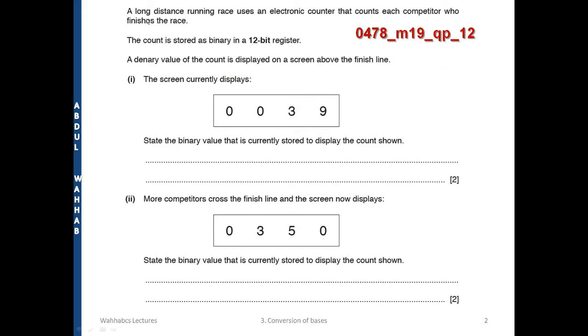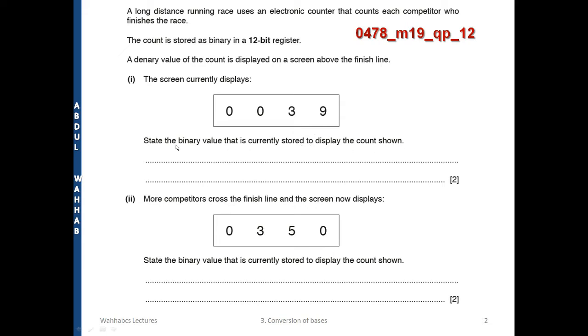This question is a long distance running race that uses an electronic counter that counts each competitor who finishes the race. The count is stored as a 12-bit binary number register. So the denary value of the counter is displayed on the screen above the finish line. The screen currently displays 0039. So this is the denary value, the decimal value given, and it's asking a question. State the binary value that is currently stored to display the count shown.